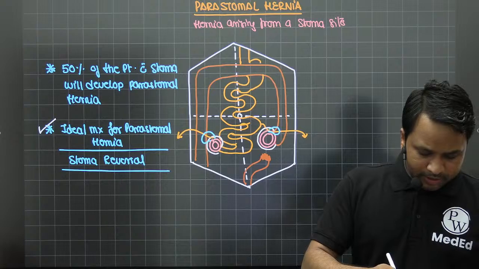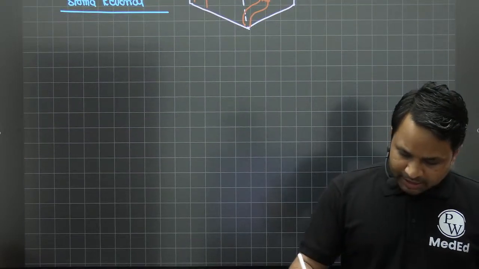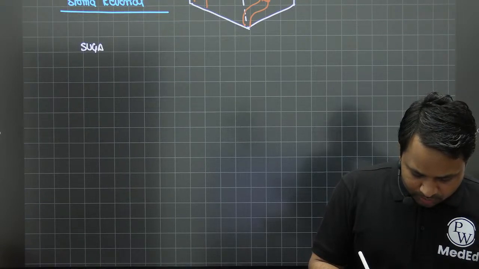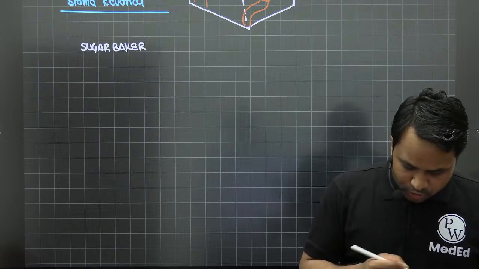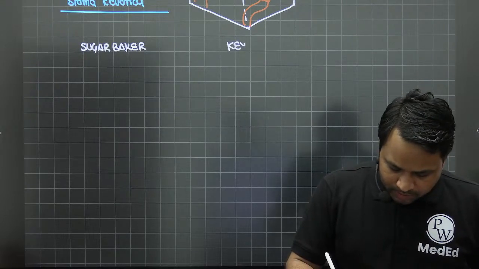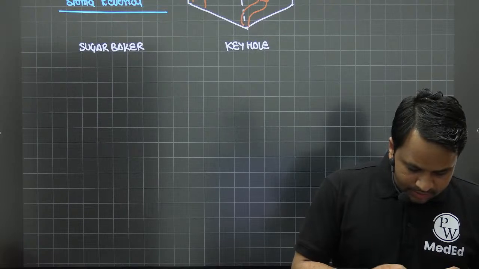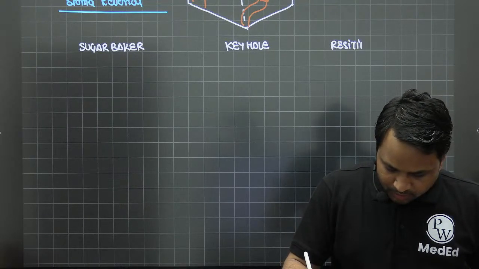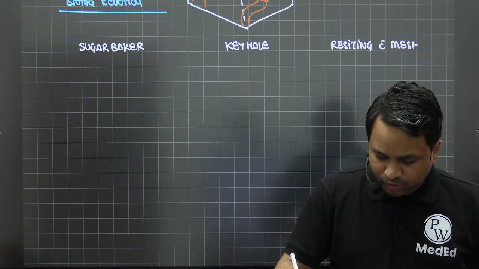So when we talk about the stoma repairs, or I can say the parastomal hernia repairs, there are three techniques that I would like to talk about. Number one is your Sugarbaker. Another one is your keyhole surgery. Another one is resiting. Another one is the resiting with mesh reinforcement.